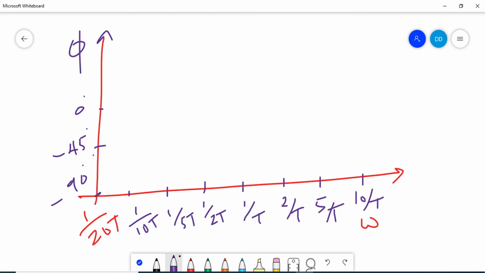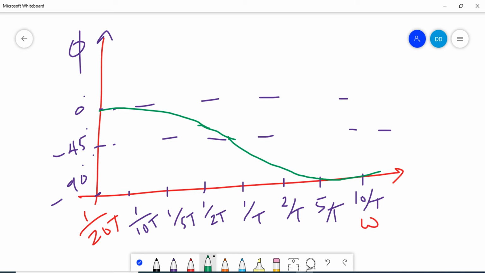When omega equal to 0, the phase angle is 0 degree. So the phase angle starts from 0 degree, and at the corner frequency it crosses minus 45 degrees. So here it goes like this, then it decreases and finally it approaches minus 90 degree. This is how we plot the phase angle.